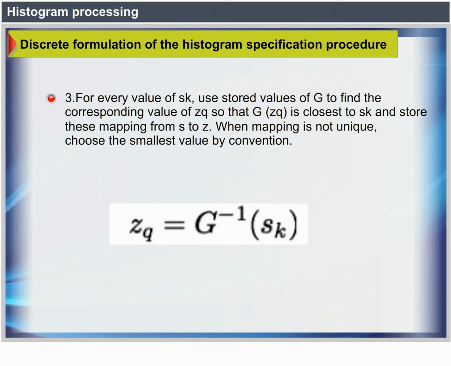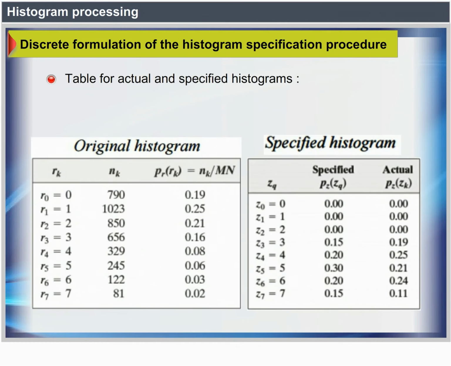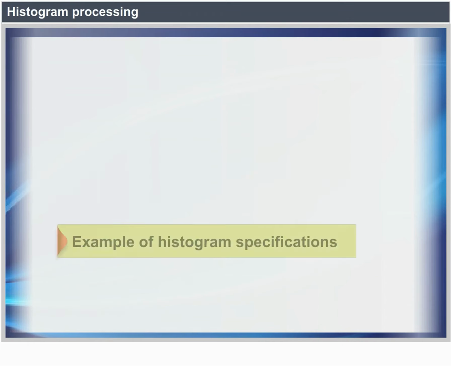The table for actual and specified histograms is shown on screen. Here, the histogram of a 3-bit image is shown, the specified histogram, the transformation function obtained from the specified histogram, and the result of performing histogram matching combined. Step 1: obtain the scaled histogram equalized values, shown on screen. Step 2: compute all values of G rounded, shown on screen.